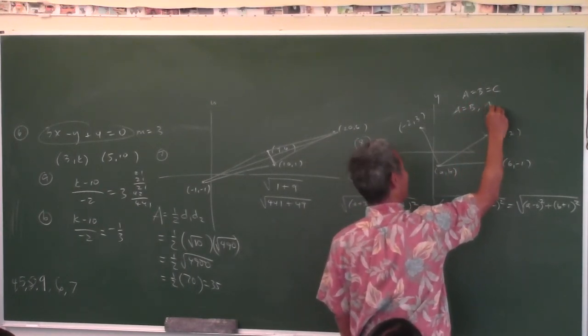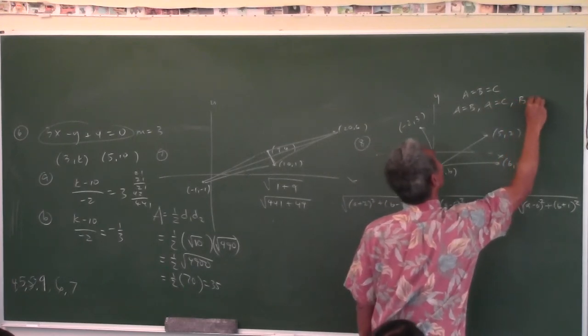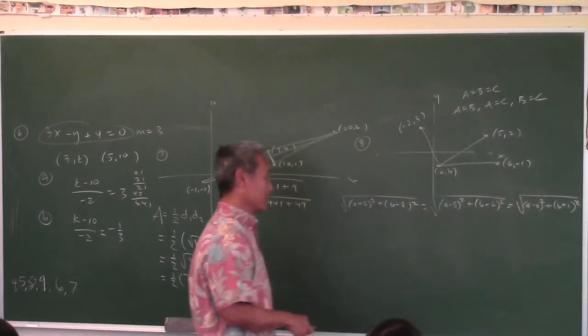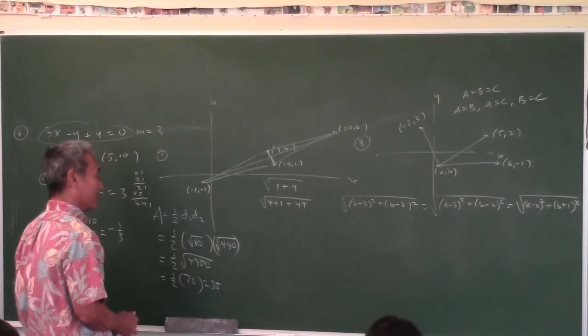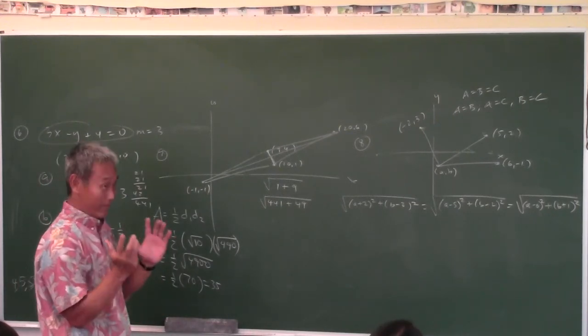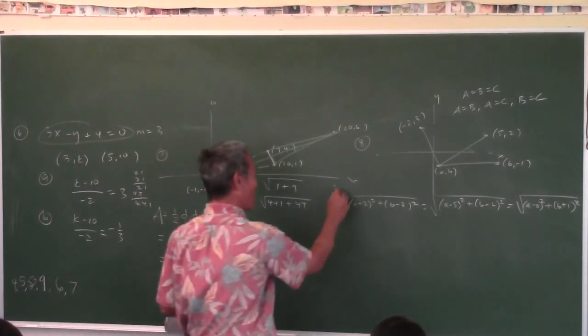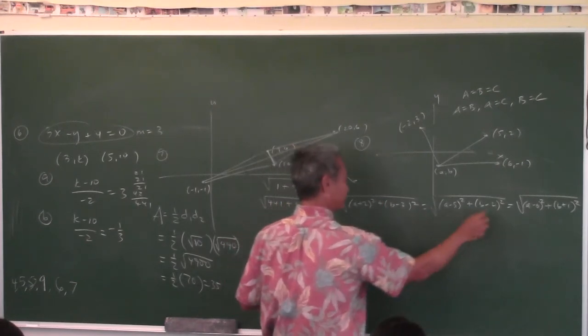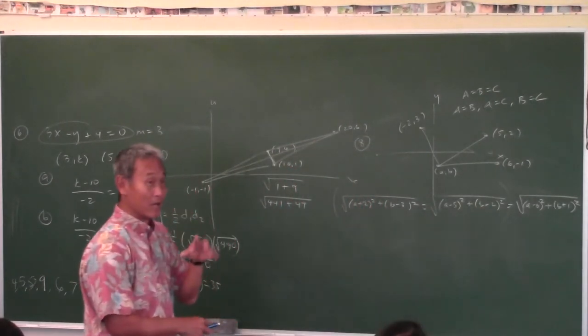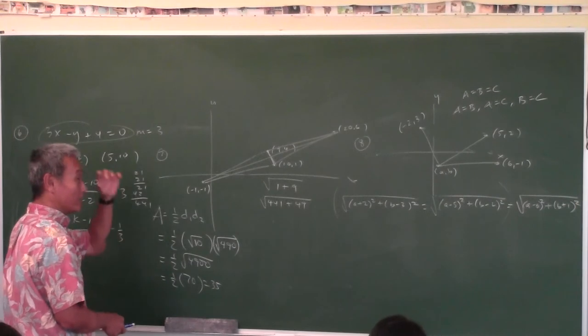A equals C. A equals C. B equals C. So, okay, which ones you want to do? Okay, I'll do one of them for you to get you started. Let's go A equal B, right here. Okay, look at that. Watch what I do now. We're honors. We can do things in our head.